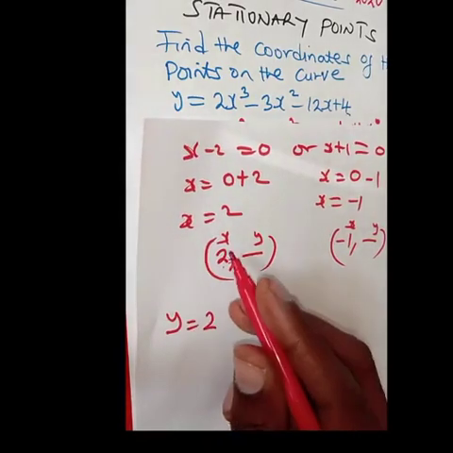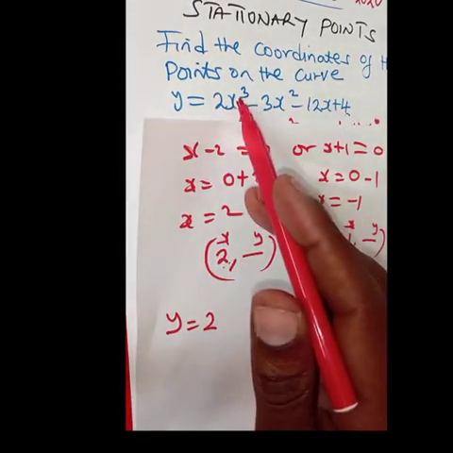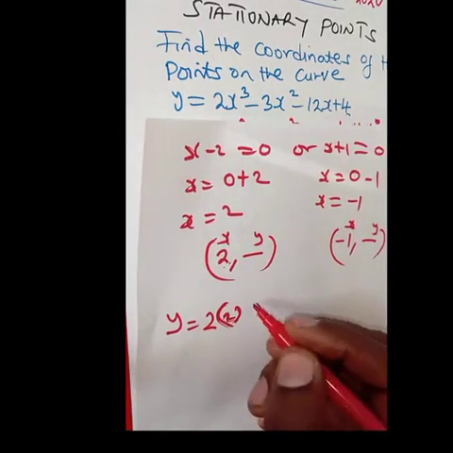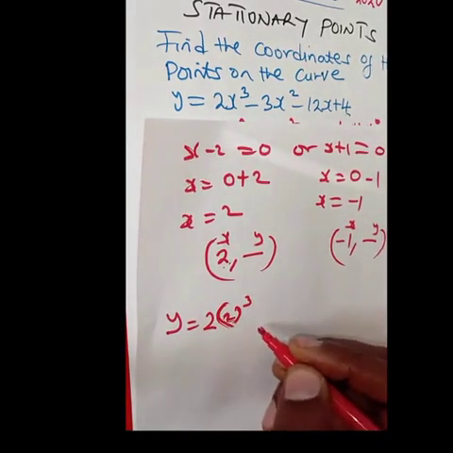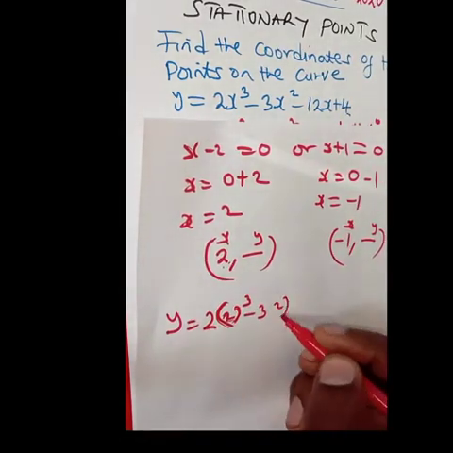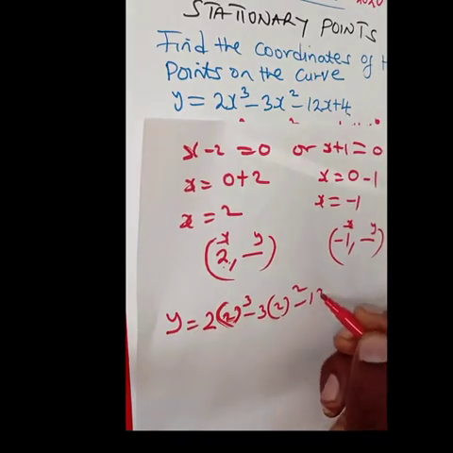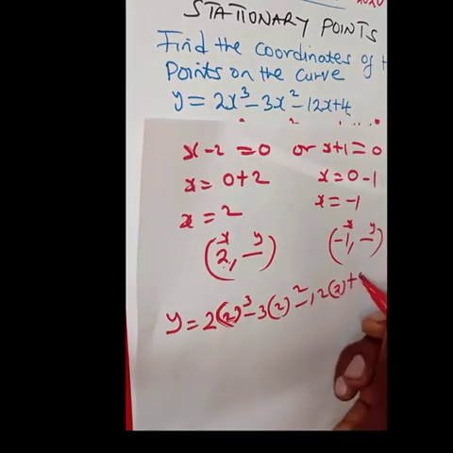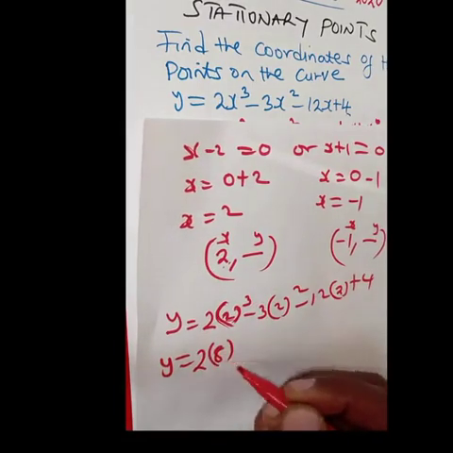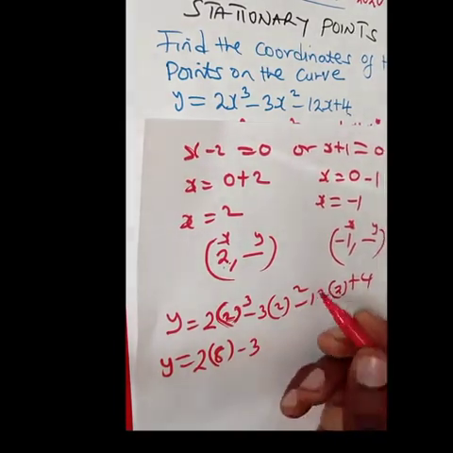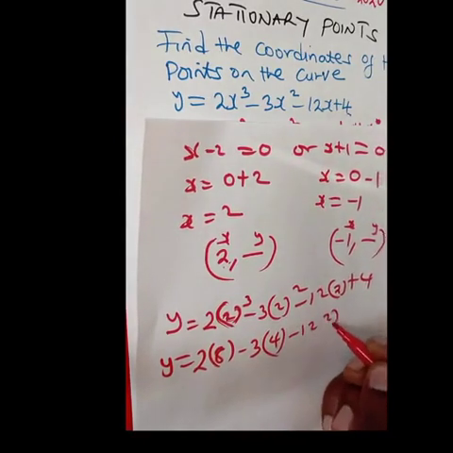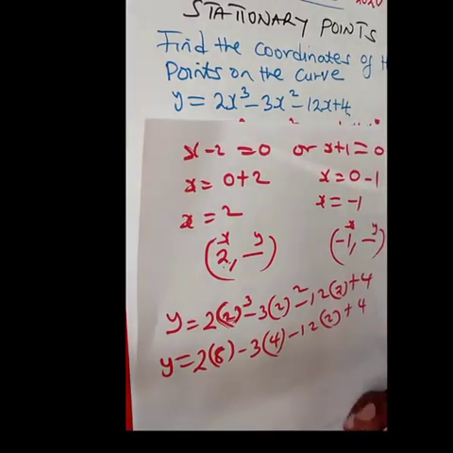So we have y equals 2. Where there is x, we put 2, so it will be 2 to the power 3 minus 3. Then where there is x, also we put the same 2. Then here also you write plus 4. So if you simplify 2 to the power 3, it will mean 8 here. And here 2 to the power 2, it will mean 4.